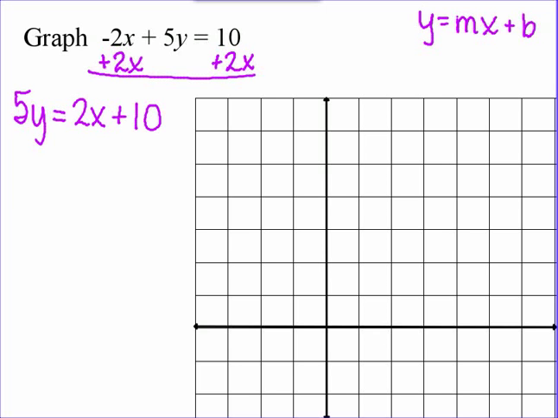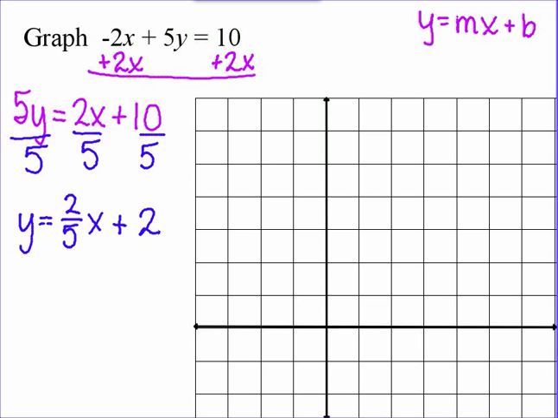So then now I need to solve for y. So what am I going to do? Divide by 5. Good. So I'm going to divide each term through by a 5. And so when I do that, I get y to equal 2/5 x plus 2. So let's identify what we know. We know that the slope is 2/5.